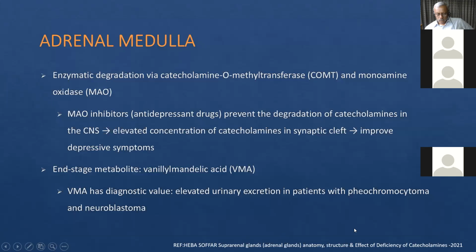The significance of this enzymatic degradation, through catechol-O-methyltransferase and monoamine oxidase: monoamine oxidase inhibitors are used as antidepressant drugs to prevent the degradation of the catecholamines in the CNS, and lead to elevated concentration of the catecholamines in the synaptic clubs, improving the depressive symptoms. The end stage metabolites like vanillylmandelic acid have diagnostic value in case of elevated urinary excretion in patients with pheochromocytoma and neuroblastoma.